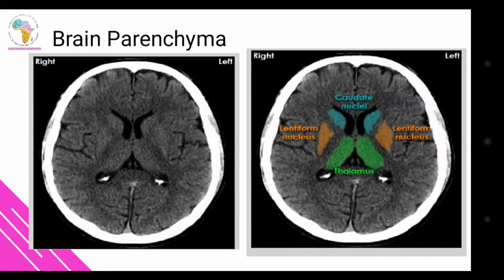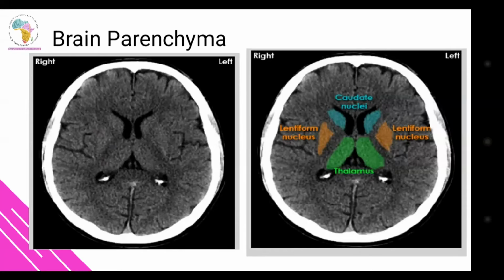That is what we call the internal capsule. Those are simply tracts. So you have the anterior limb, posterior limb, and at the junction here you have the genu. Just think about a lower limb: the upper part here is the thigh, and here's the leg. There's the internal capsule. Now you see that also here.